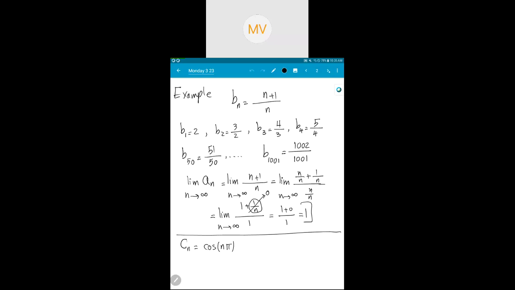Yeah, negative 1 to 1 repeated. It's going to jump back and forth. In fact, I mean, think about it. Let me write down the first few terms. As you can see, c1 is cosine of pi, which is negative 1. I think you meant negative 1. That's okay. c2, cosine of 2 pi, is 1, right? c3, that's cosine of 3 pi.